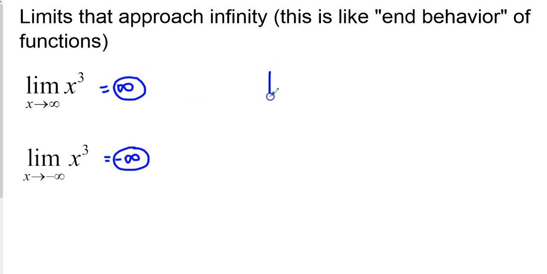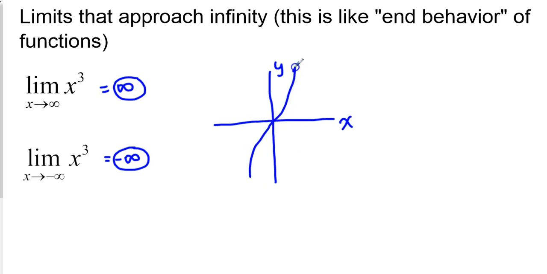So if I think about the graph of y equals x cubed, we basically have a graph that kind of looks like this. It goes through the origin, doesn't have any vertical asymptotes, but it has that type of shape. As x gets closer and closer to infinity, y gets close to infinity. As x gets closer and closer to negative infinity, y approaches negative infinity. So it is the end behavior of that function.